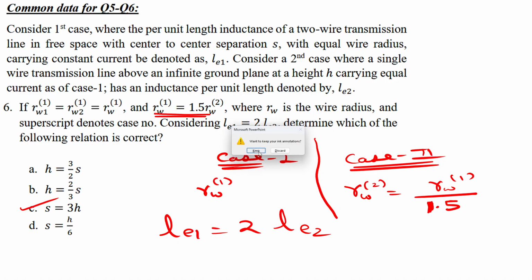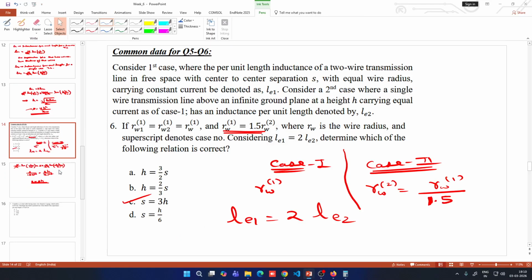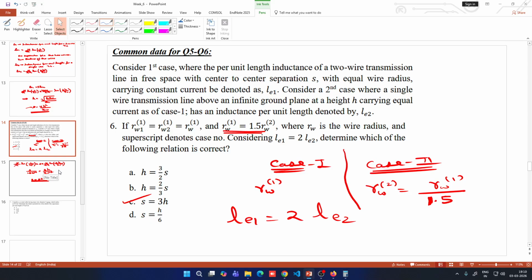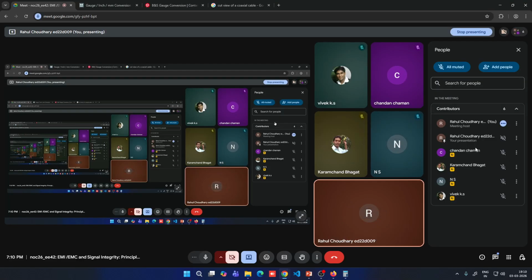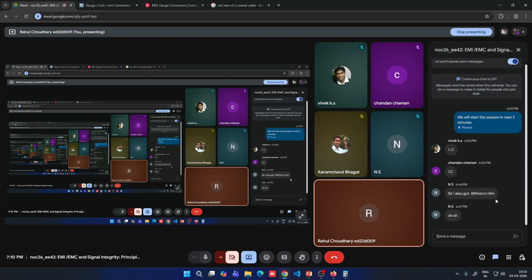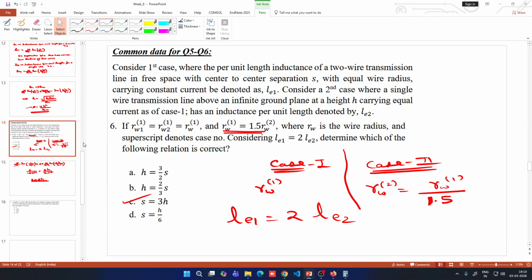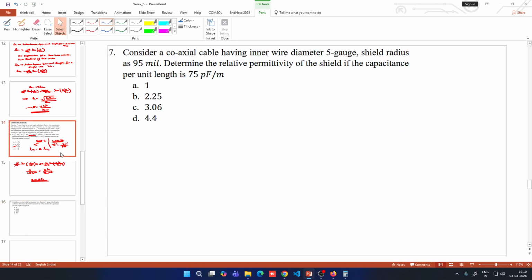I hope this is clear. If you have any doubt in this problem, please let me know. Okay, this issue, we will discuss in the next session, the conversion one. Rest, if you have any doubt related to question number 5 and 6, please let me know. If it is clear, then we will move on to question number 7.